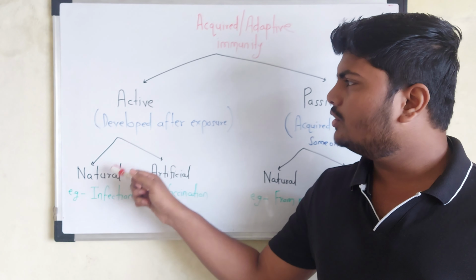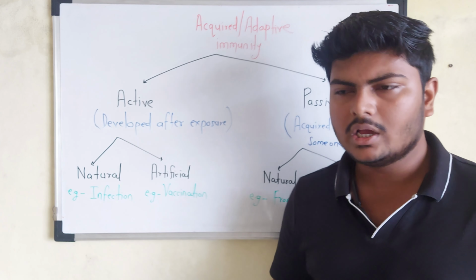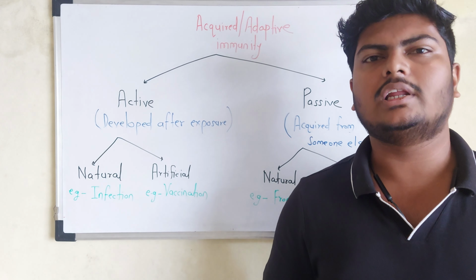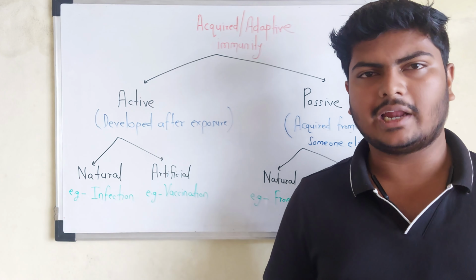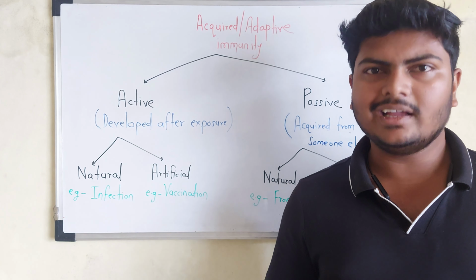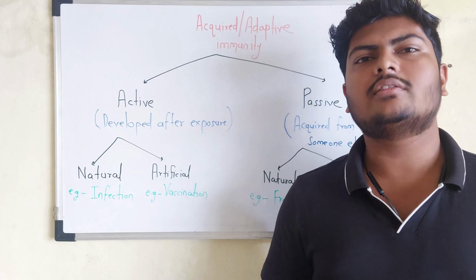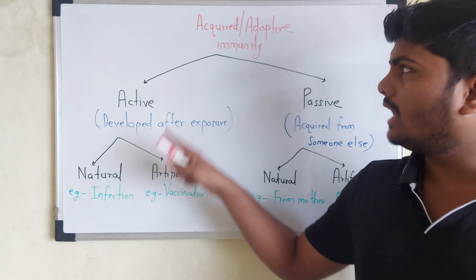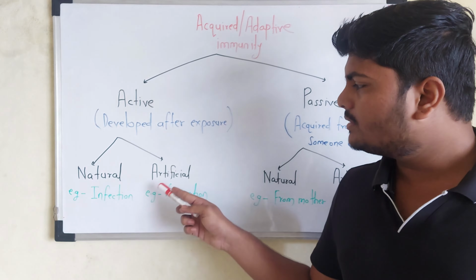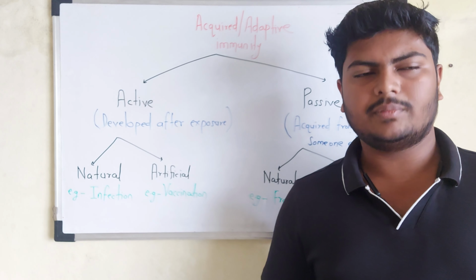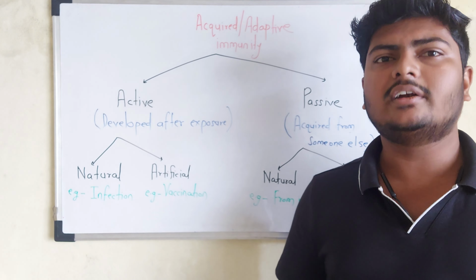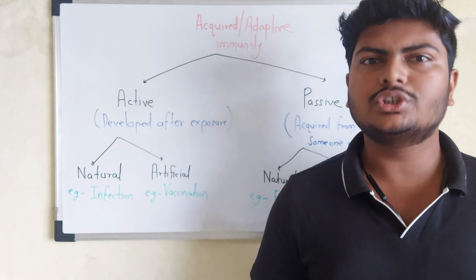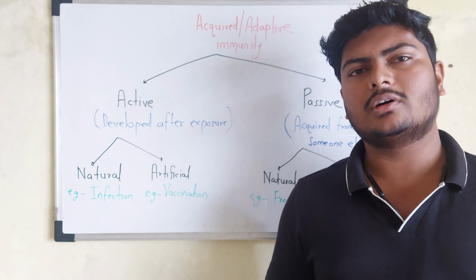So what is natural immunity in case of active adaptive immunity? In this case we are getting exposed to a pathogen naturally. That means we are actually getting an infection, and after that infection our body fights against it, and after several days our body develops this immunity, which we call natural active acquired immunity. And the second type is artificial acquired immunity. The name itself suggests that it is artificial. That means we are not getting naturally infected by the pathogen here. We are infecting ourselves artificially.